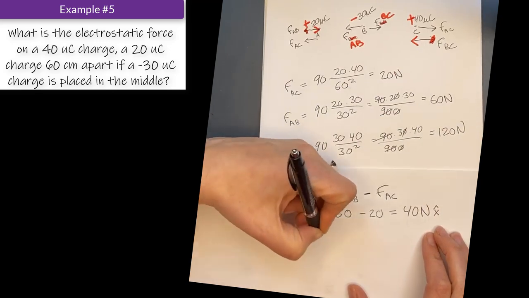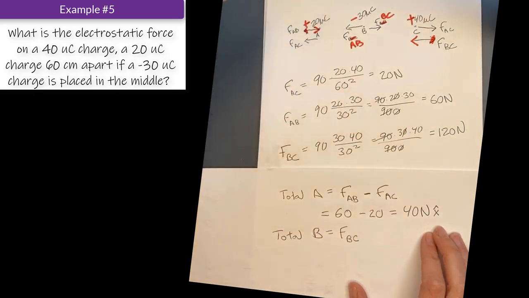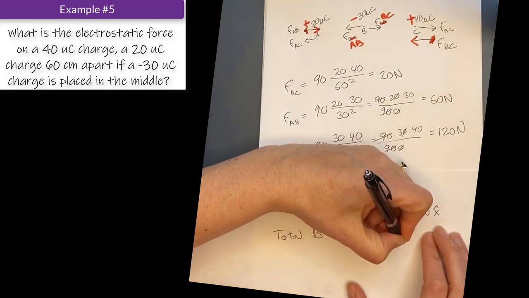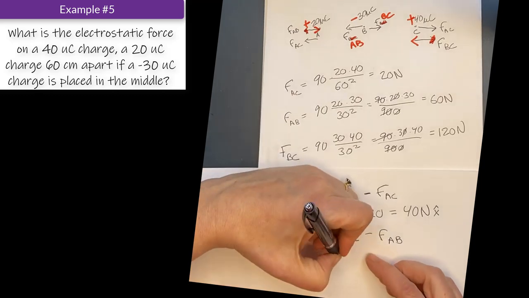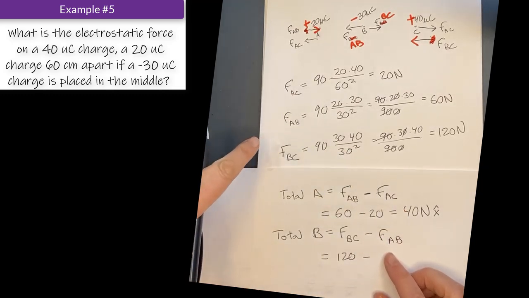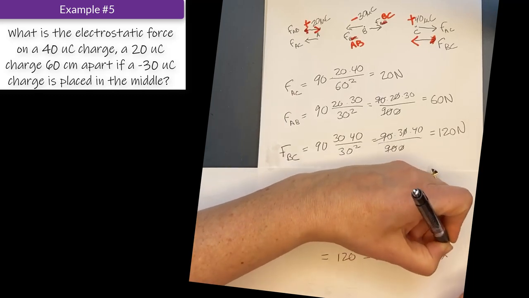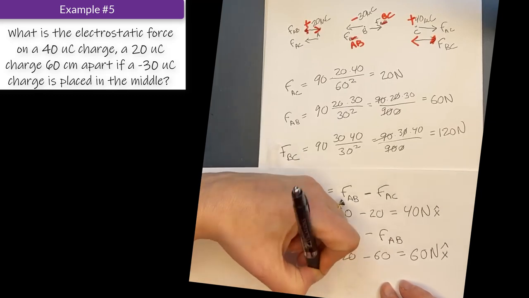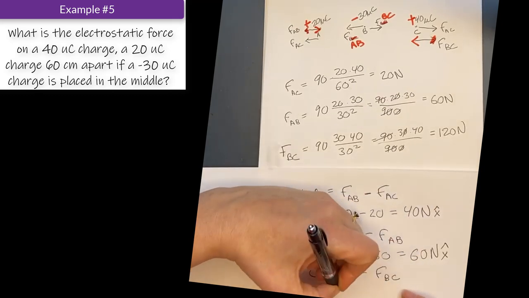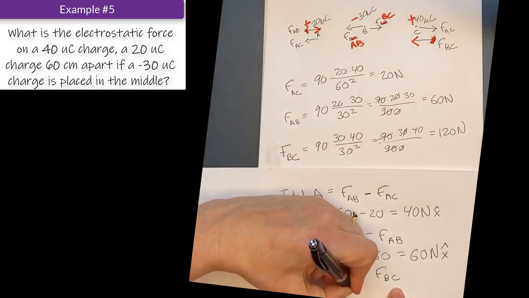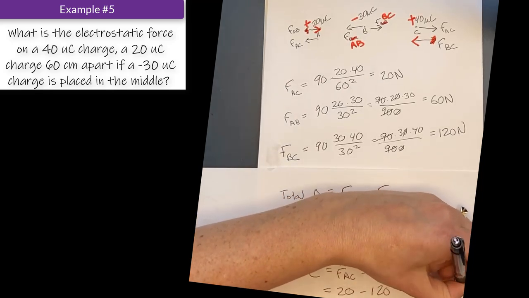The total on B will be a force attractive to the third one, which is BC, 120, minus force AB, which is 60. Ends up being 60 newtons in the x direction. And the total on C is going to be force AC minus force BC, which is AC is 20, BC is 120, ends up being negative 100 newtons in the x direction.